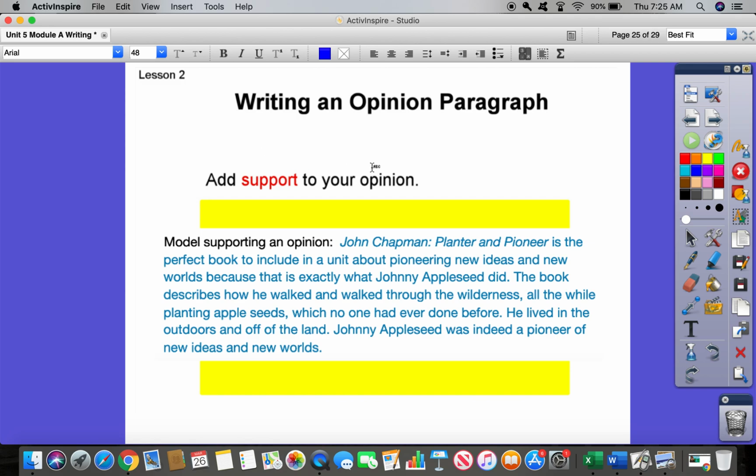Add support to your opinion. John Chapman, Planter and Pioneer is the perfect book to include in a unit about pioneering new ideas and new worlds because that is exactly what Johnny Appleseed did. The book describes how he walked and walked through the wilderness, all the while planting apple seeds, which no one had ever done before. He lived in the outdoors and off of the land. Johnny Appleseed was indeed a pioneer of new ideas and new worlds.